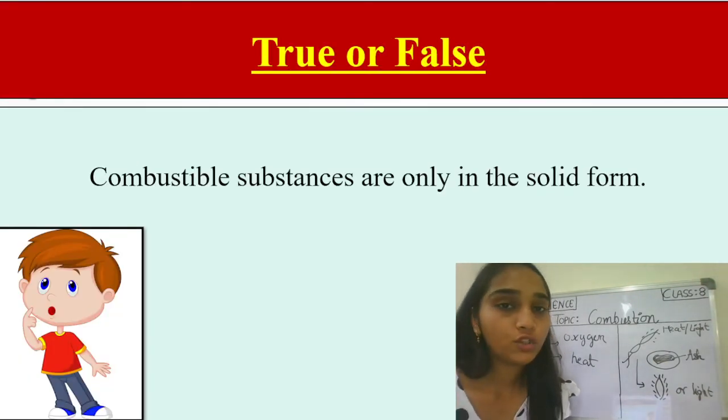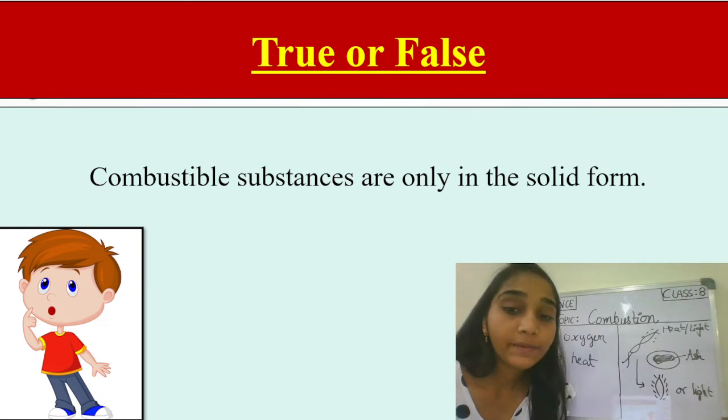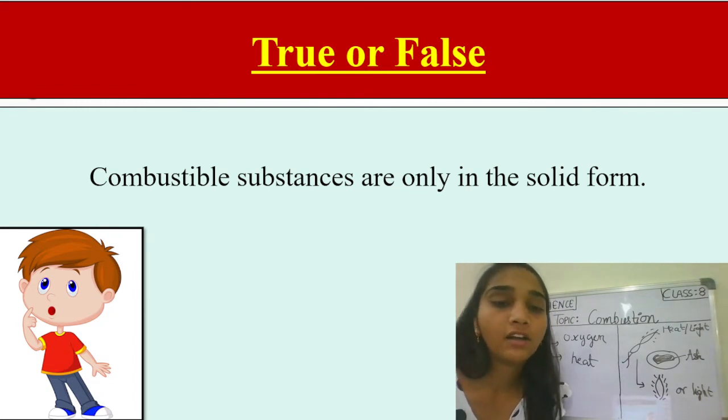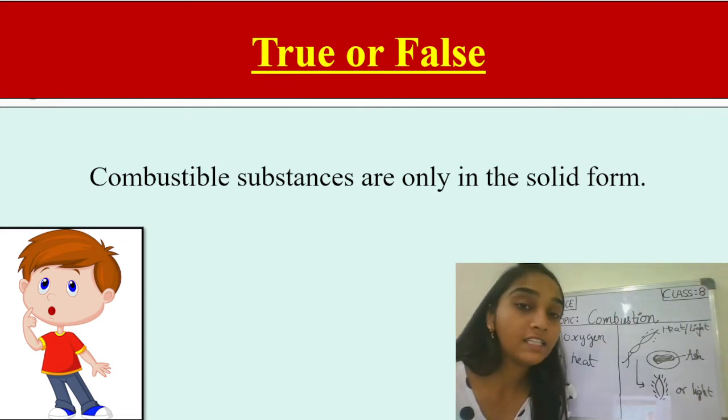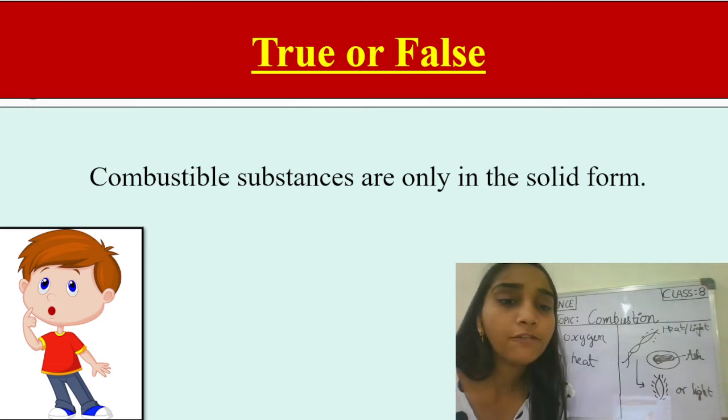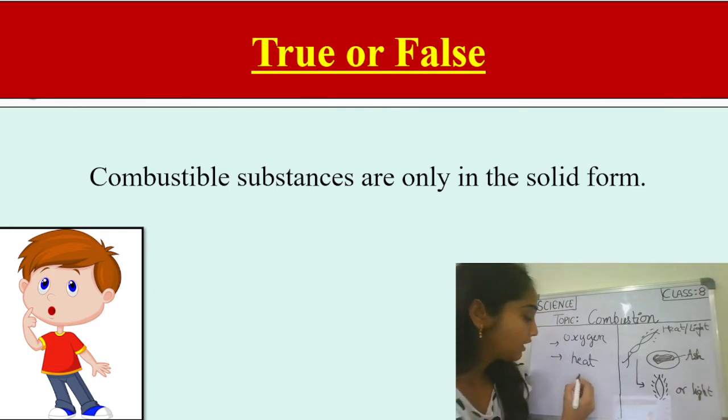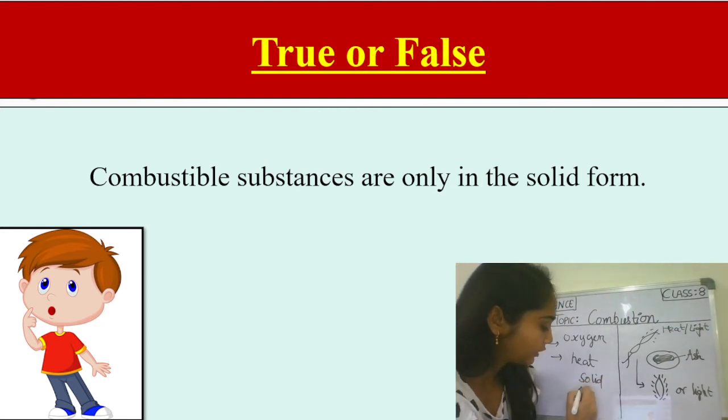Now a small true or false question: combustible substances are only in the solid form. Means we have three different forms: solid, liquid, or gas. So do we find combustible substances only in the solid form? No, right. Very good. So this is a false statement. And why, students, is this false? Yes, because we can find combustible substances in three different forms: solid, liquid, and gas.